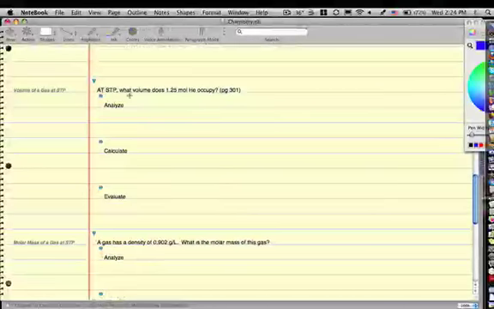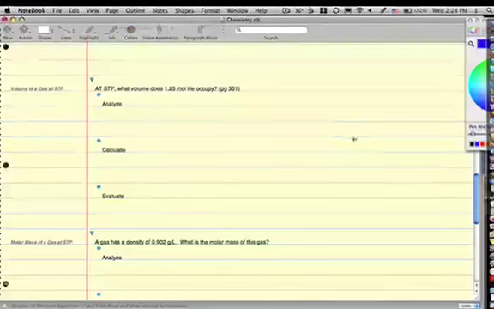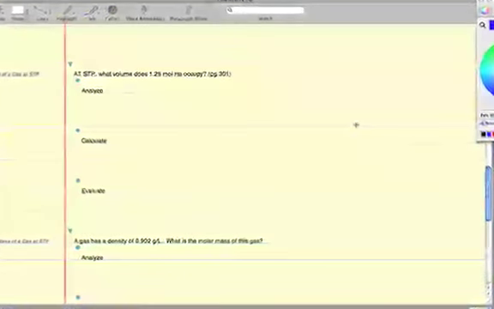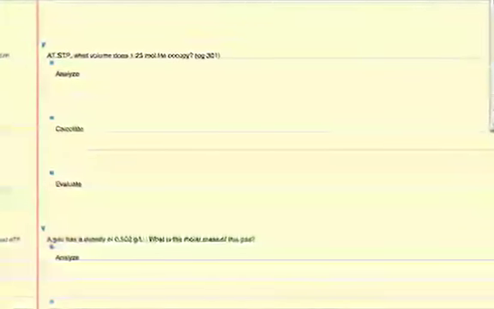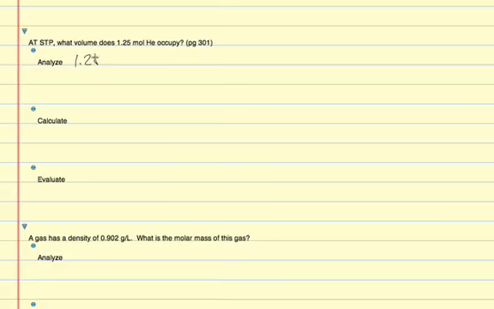Under standard temperature and pressure, what does 1.25 moles of helium occupy? We're going to analyze this first by listing what we know. We know that we have 1.25 moles of helium gas, and we're trying to find the volume of helium. So liters of helium is a question mark. We're going to calculate. We're going to do a conversion here, converting the moles to the volume.